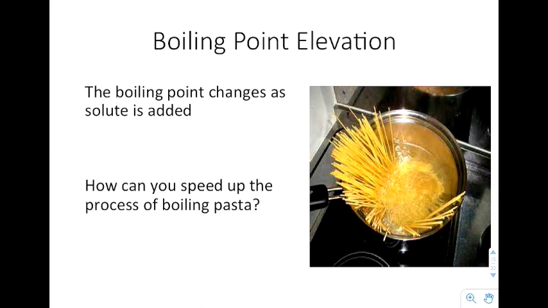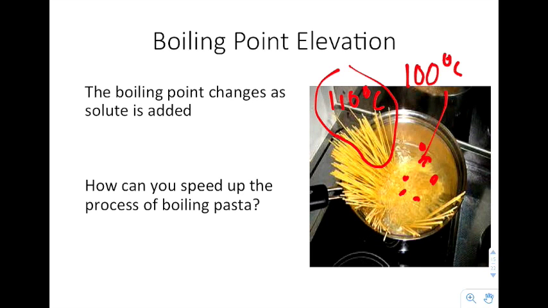How can you speed up the process of boiling pasta? Well, what you do is you add salt, and whenever you add salt, you change the temperature at which the water boils. So the noodles, instead of being exposed to 100 degrees Celsius water, they're exposed to 110 degrees Celsius water. Well, at 110 degrees Celsius, they're going to cook faster than they would at 100 degrees Celsius.